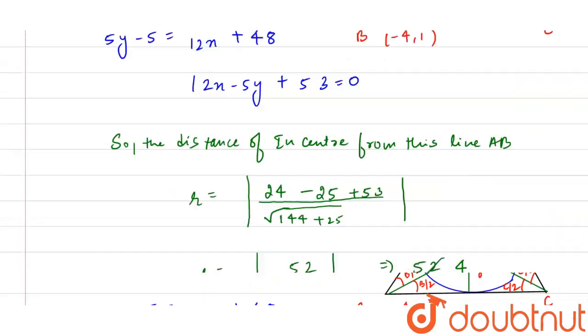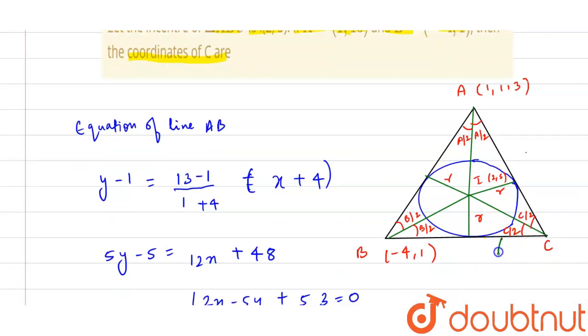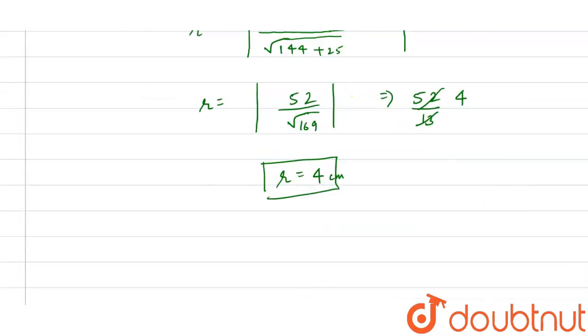Now let the slope of this side BC be M1, and the slope of this side AC be M2. If we write its equation as y equals mx plus c, we can write y equals m1x plus c1. We can write it this way for the equation of BC.